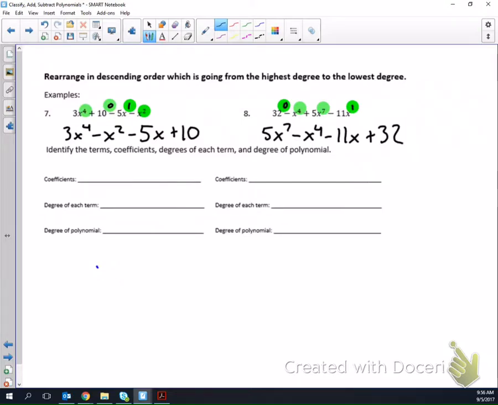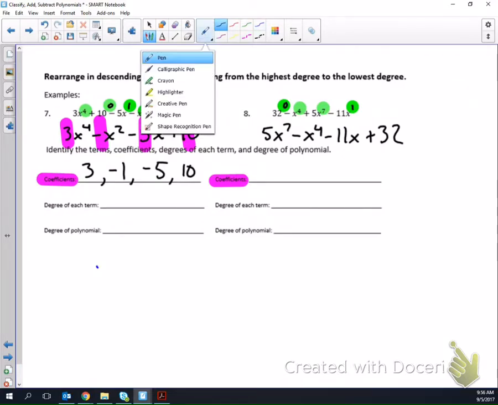Now, one thing that it's asking us to do here is to identify something new. They want us to identify coefficients. Now, coefficients are just the numbers that are in front of the variables. These are the numbers that you're multiplying the variable by. So my coefficients here are going to be 3, -1, -5, and 10.